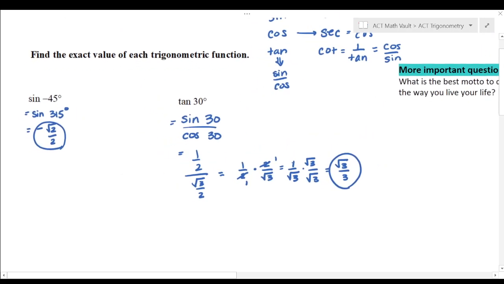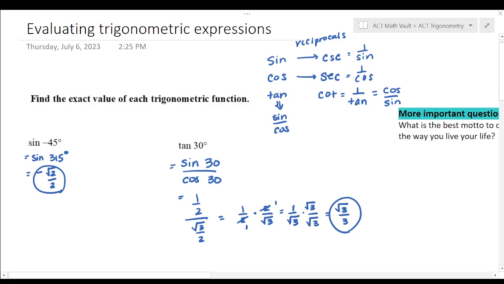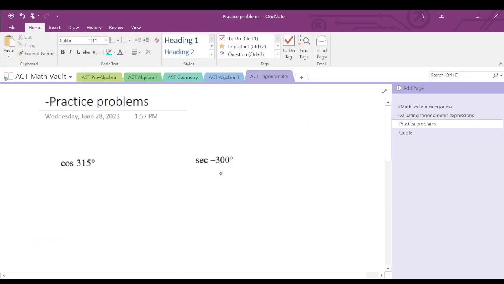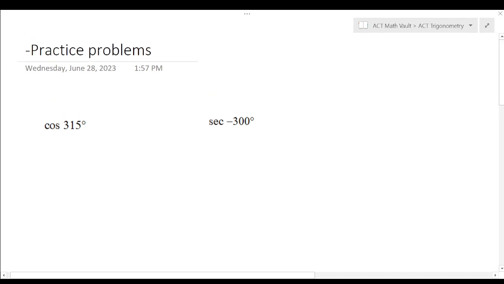So I gave you an easier one and a harder one. The harder one, tangent, requires more steps. It's also possible that the practice problems could involve some of this information. Speaking of practice problems, here they are. Okay, we have a cosine of a large angle, and we have a secant of a negative angle. So that's sort of a double whammy for that second problem. So why don't you pause the video, try these, and we'll see if you get them right.